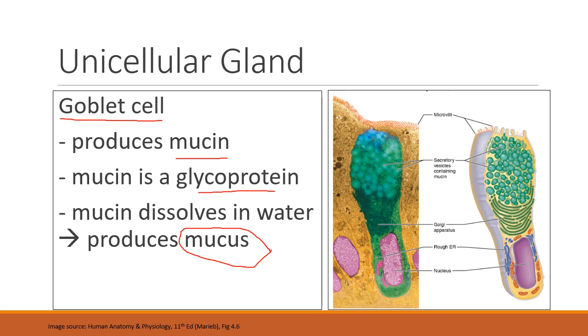But here's kind of a nice pretty picture of a goblet cell. It's got different colors, but it's a one cell gland, and it has these secretory vesicles that contain this mucin substance that gets secreted out here. So if this is the respiratory tract, that's how mucus gets created, like in your nose and in your sinuses and kind of down your trachea.